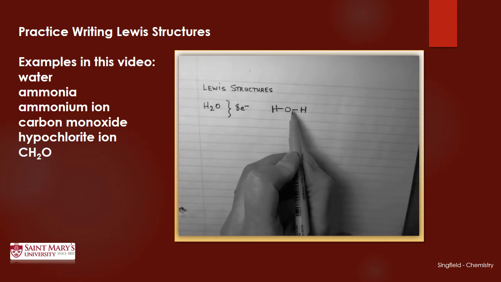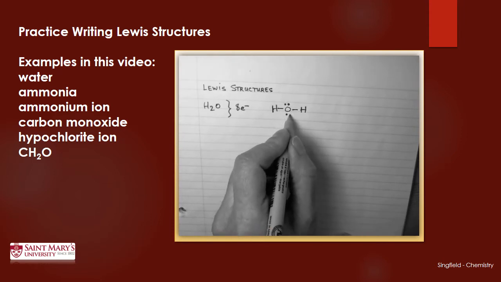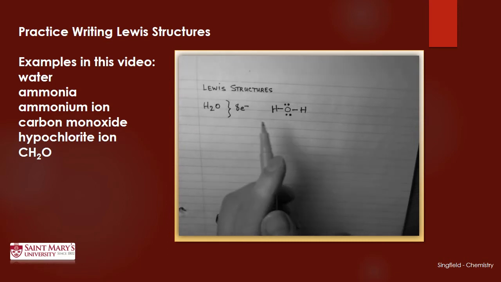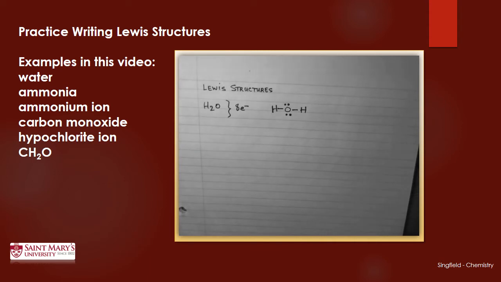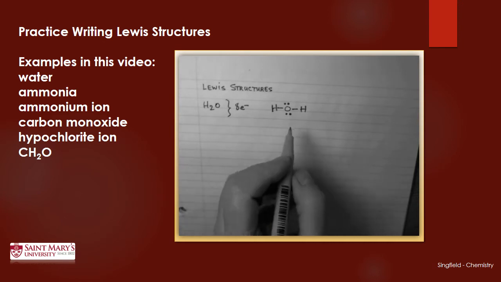So I want 8 electrons around the oxygen, therefore. So I have 2, 4, 6, 8. Some students will choose to draw a pair of electrons as a line here as well, whether it's bonding or non-bonding. You can do that. I just like to differentiate between bonding and non-bonding by writing a shared pair as a line, a single bond stick, and writing a pair of dots as a lone pair.